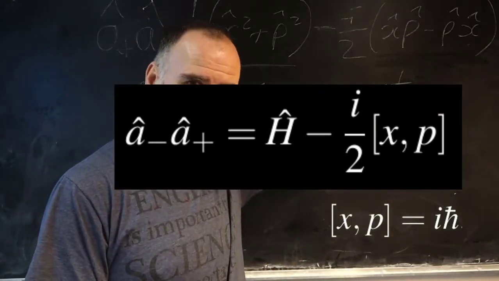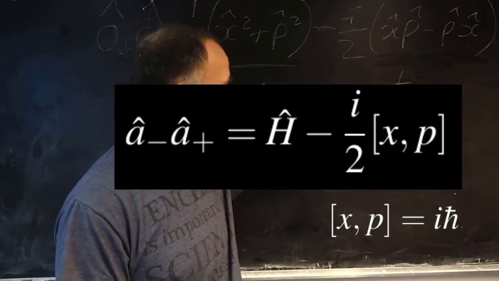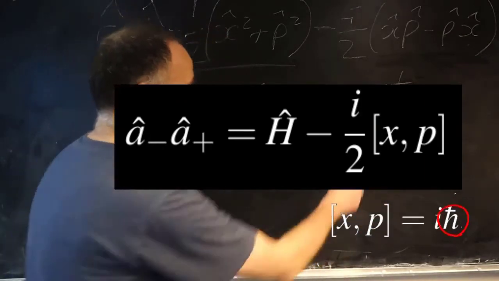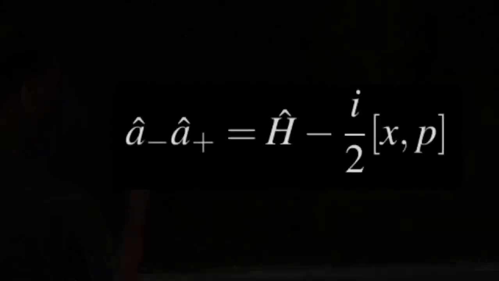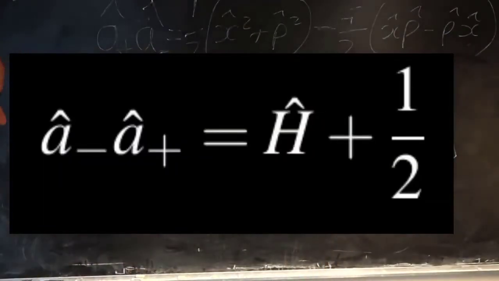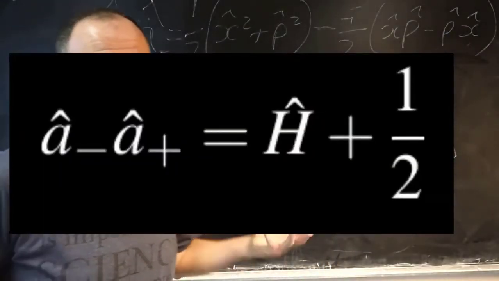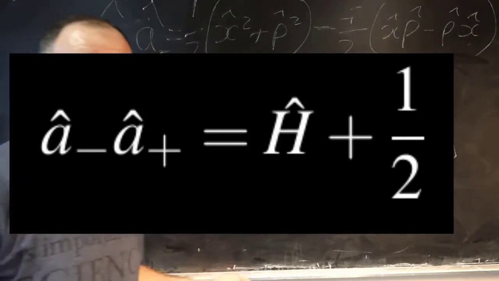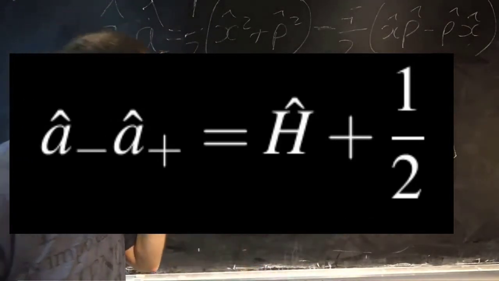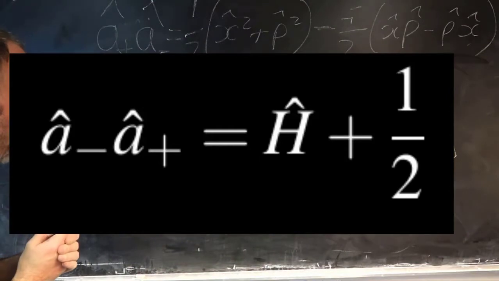However, we're setting our units so that h bar is equal to m is equal to 1. So this thing is 1. H bar is 1, so we get a nice simple result. One of the reasons we get this nice simple clean result is that we're using natural units, so it just makes things a lot clearer.